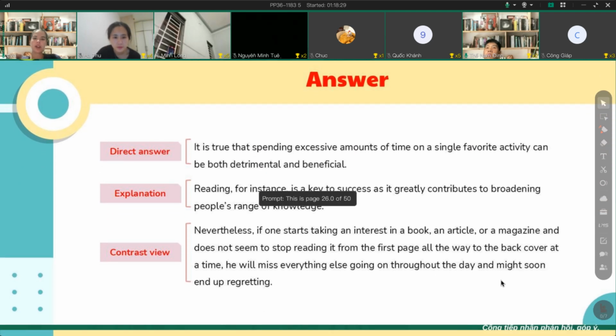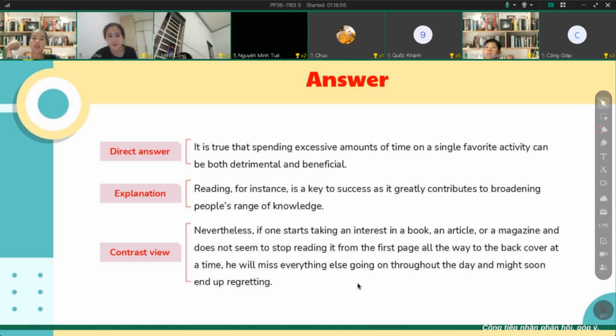Okay, let's have a look at this. Firstly, they gave a direct answer. It is true that spending excessive amounts of time on a single favorite activity can be both detrimental and beneficial. So that was their answer. Then, secondly, they gave the explanation. Reading, for instance, is a key to success as it greatly contributes to broadening people's range of knowledge.